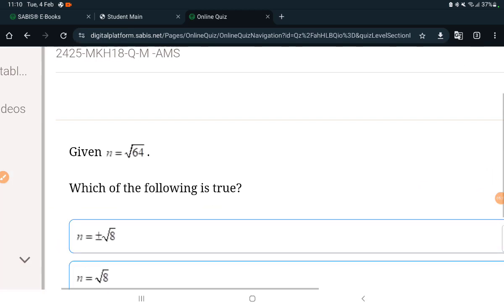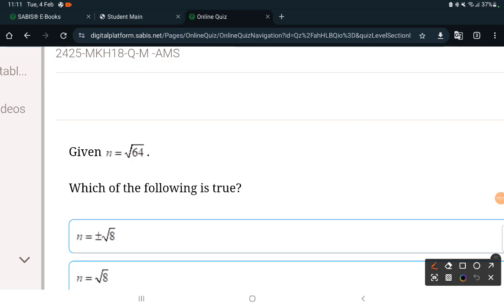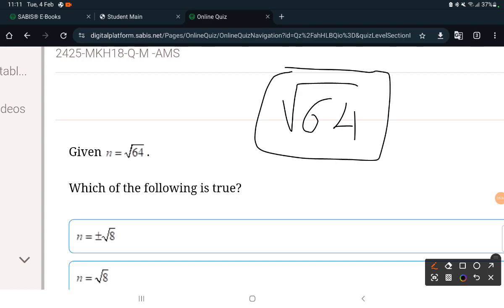Alright. Given n is equal to radical 64, which of the following is true? Okay, here when it says radical of a number, like here it says 64, the answer should only be the positive root. You can't write the negative root. That's just the rule. You only give the negative root when they ask for the square root and they don't ask for the radical sign. But here they put the radical sign. You have to only put the positive root.